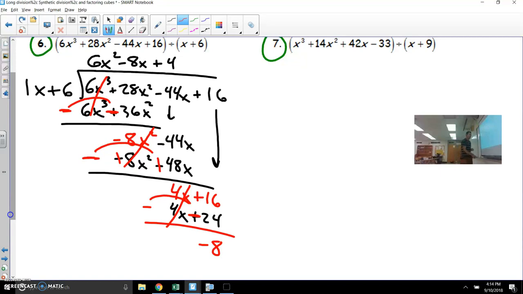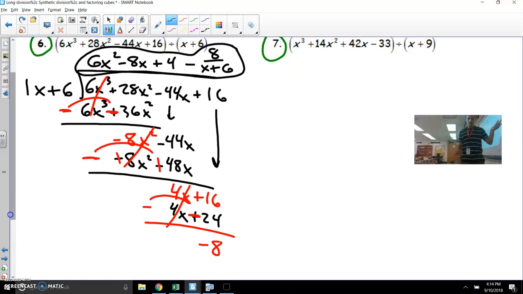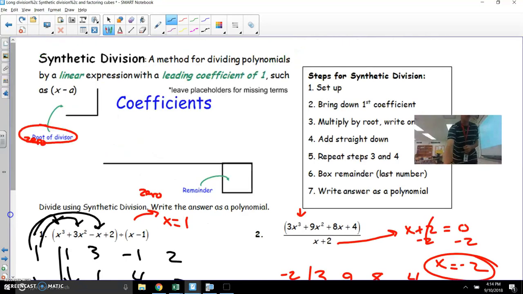So the way that I write my final answer, this is my remainder down here, because I'm going to go up here and say, okay, I'm subtracting because that's a negative, and then I say the remainder is 8 over what I was dividing by, x plus 6, and this one's done. Okay, so I modeled one for you. You try number 7, and when we come in tomorrow, we'll check your work to see if it's correct, but give one a shot on your own.